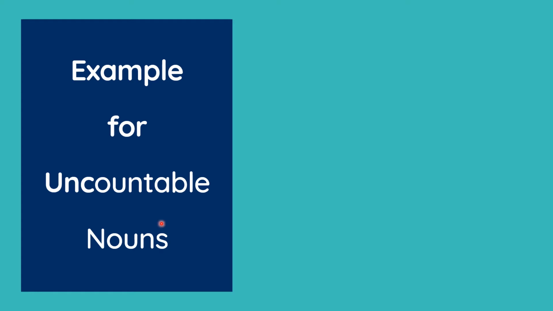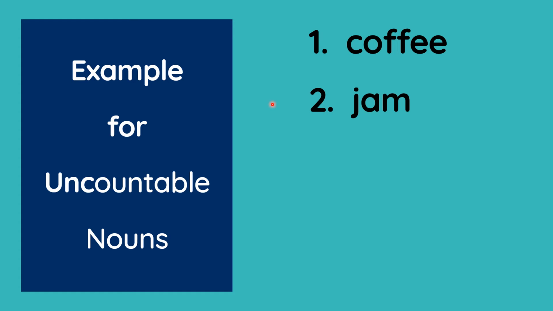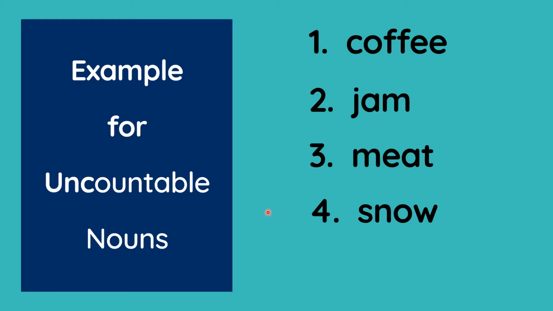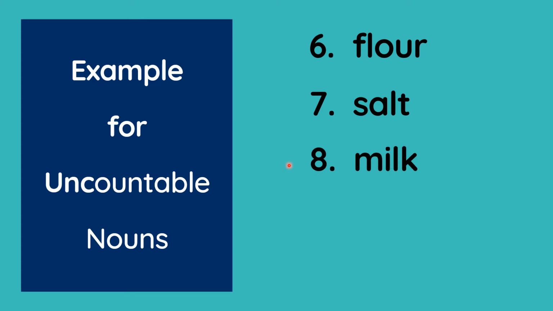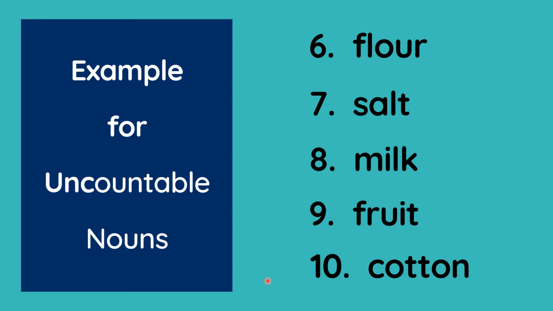Example for uncountable nouns: coffee, jam, meat, snow, rice. These are examples of uncountable nouns. Let's read more examples: flour, salt, milk, fruit, cotton. These are examples of uncountable nouns.